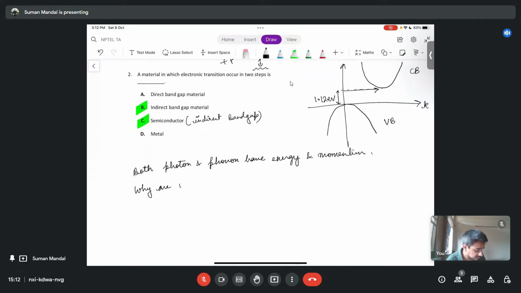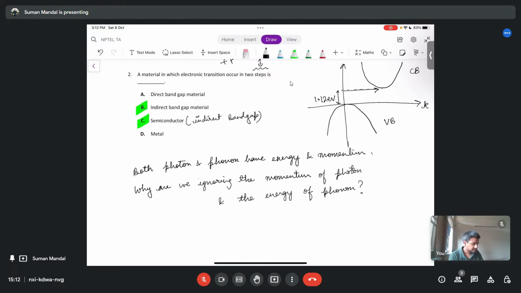why are we ignoring the momentum of photon and the energy of phonon? So we are ignoring these two values, right? We are ignoring the momentum of photon and we are ignoring the energy of a phonon.